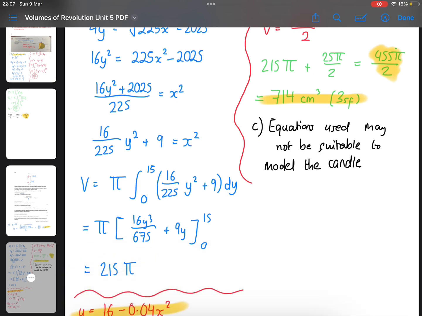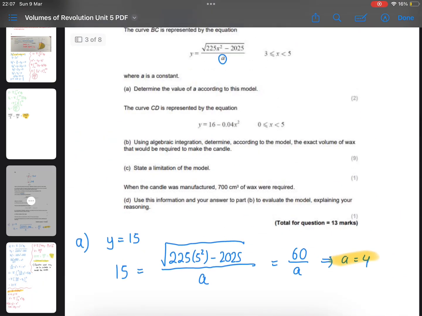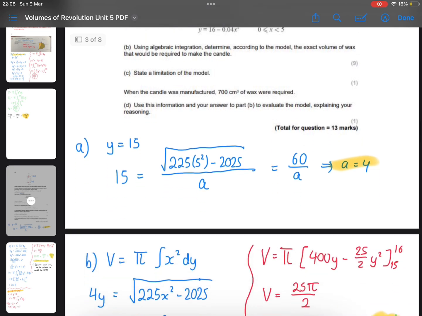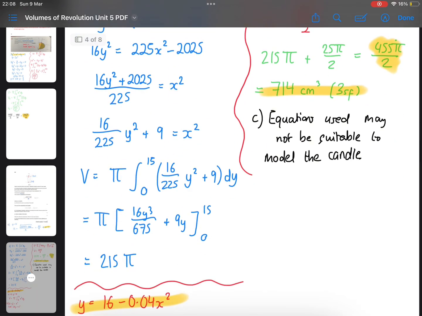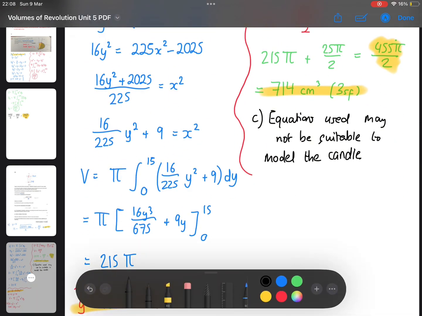That's all you need to say in order to get the mark. And then for part D, they've said, use this information, when the candle was manufactured, 700 centimeters cubed of wax were required. Use this information and your answer to part B to evaluate the model, explaining your reasoning. So, of course, we said that it was 714 centimeters cubed using the model. The actual volume is 700 centimeters cubed.